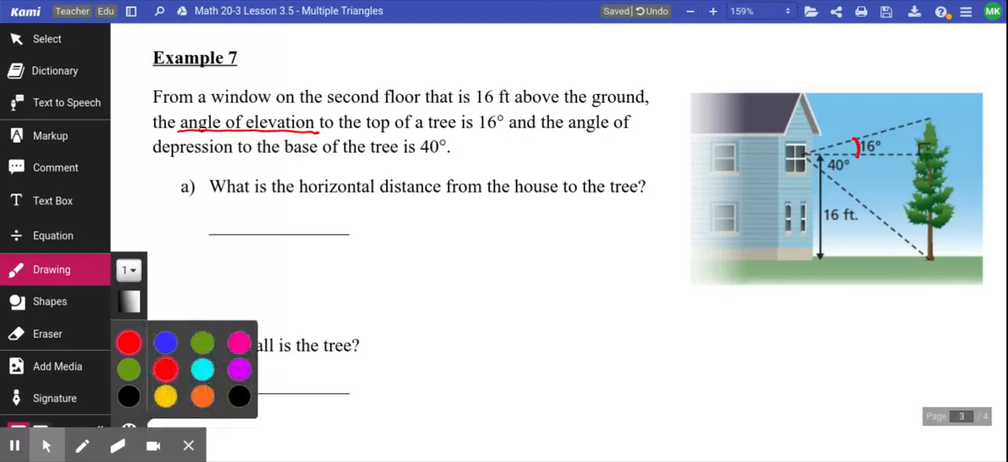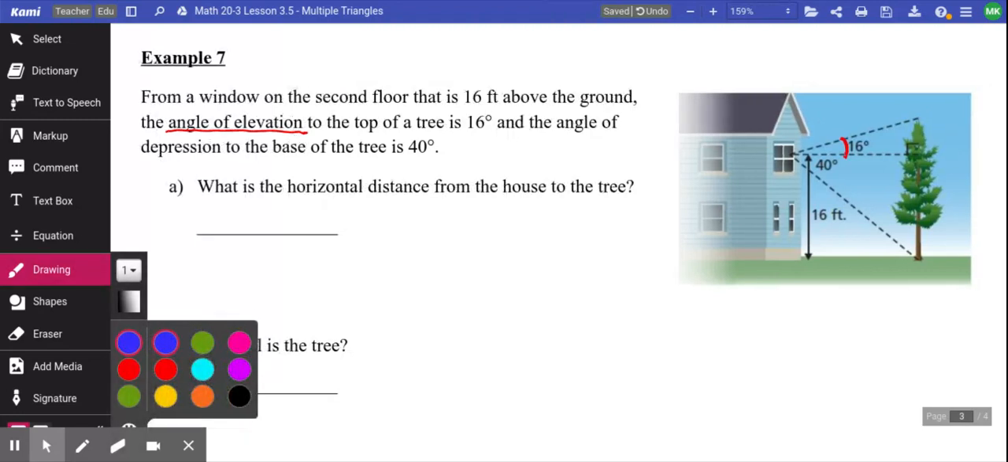The angle of depression to the base of the tree, the base means bottom of the tree, is 40 degrees. That means my angle of depression would be downwards from that horizontal. And they did already put it in there for you, right? So you don't need to stress too much. But it's a good example of elevation is up, depression is down.